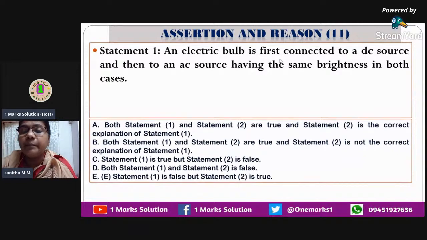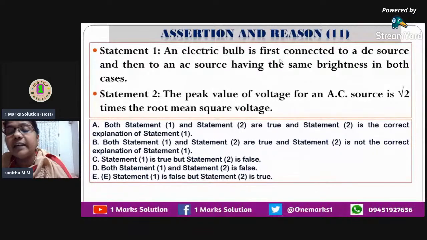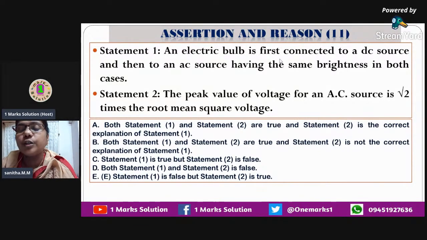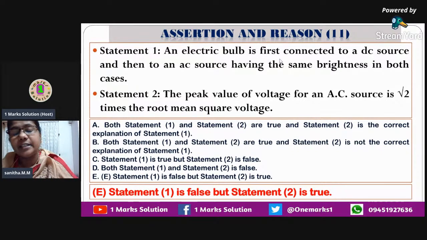That means VRMS is equal to V0 by root 2. That voltage is flowing. So that relation you should know. The peak value of voltage, that means the maximum value, V0, for an AC source is root 2 times the root mean square voltage, or VRMS, or we can say the virtual voltage. So this is the correct explanation. Statement 2 is the correct explanation and statement 2 is true. But the first one is false. It is not having the same brightness. And you should study AC and DC. In the coming chapters, alternating current is there. There you can study all these things.